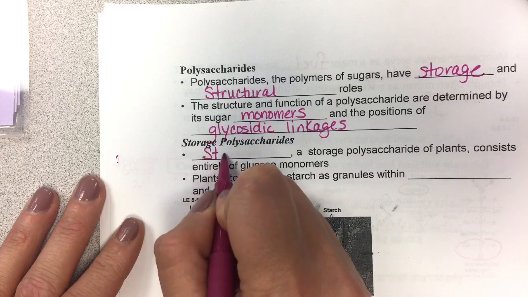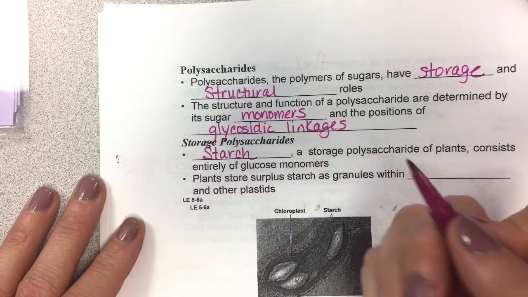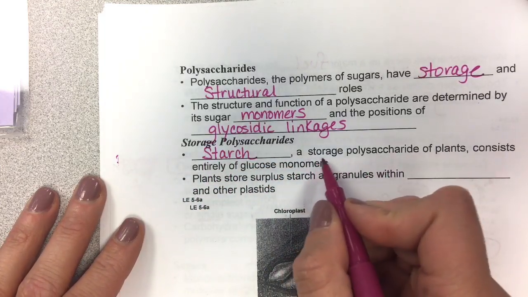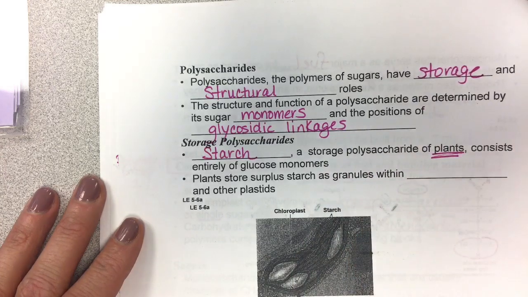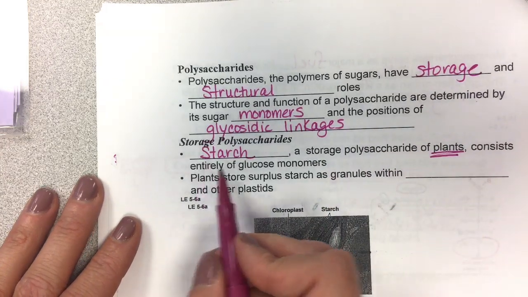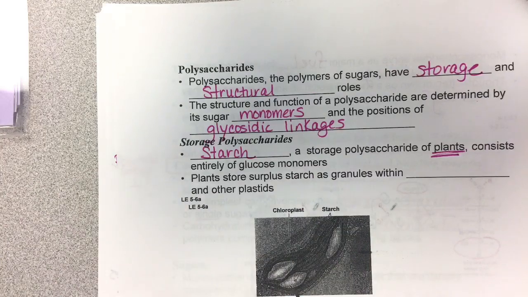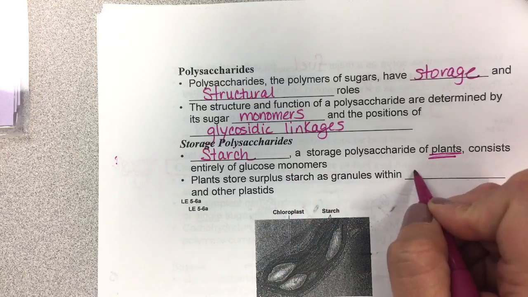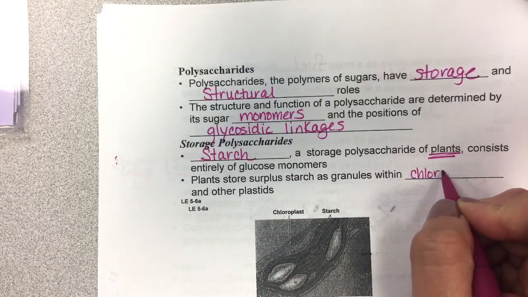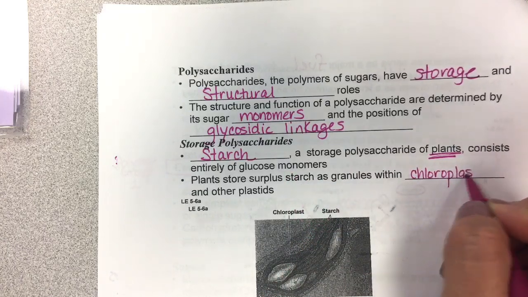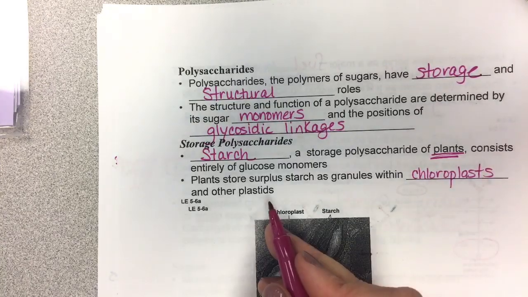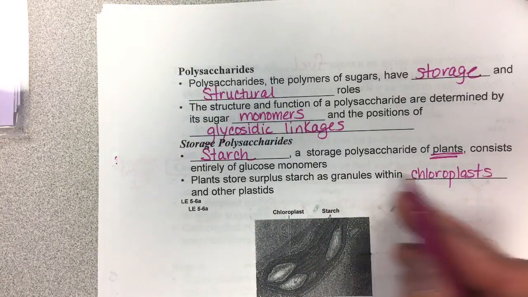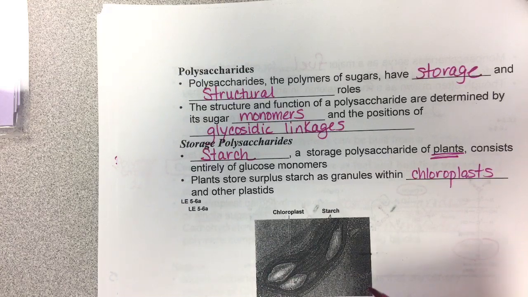So a huge one is starch. We've all heard of starch. Starch is a storage polysaccharide of plants, and it's made entirely of glucose molecules. So it's a big chain of glucose molecules is basically what it is. And so plants store surplus starch as granules within chloroplasts and other organelles called plastids. Chloroplasts are a type of plastid. Chloroplast is where photosynthesis occurs, but they can store it in other places as well.